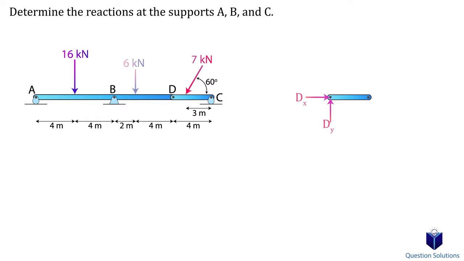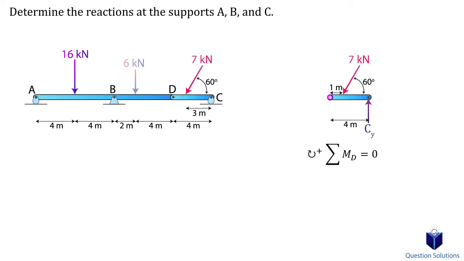At D, we would have two reactions, DX and DY. At C, we would have one force straight upwards since it's a roller. Now we can easily figure out CY by writing a single moment equation about point D that eliminates DX and DY. Note that only the y component of the 7 kN force creates a moment about point D.